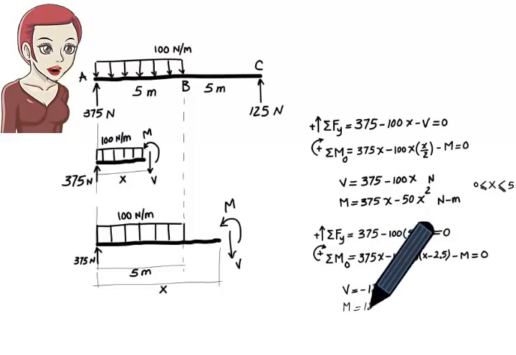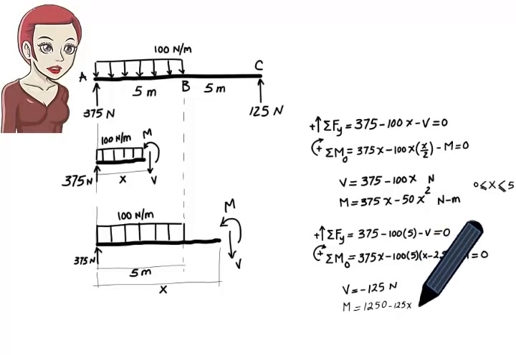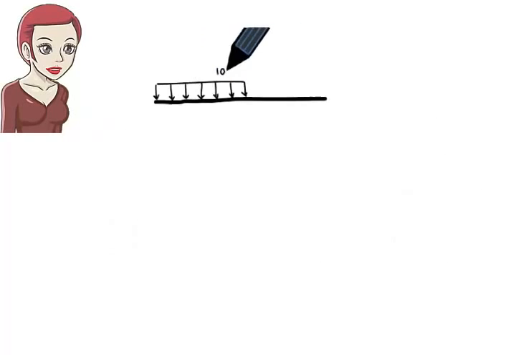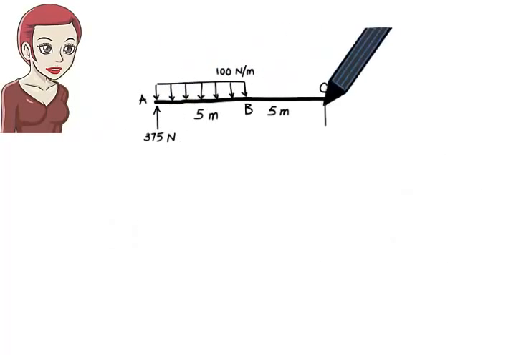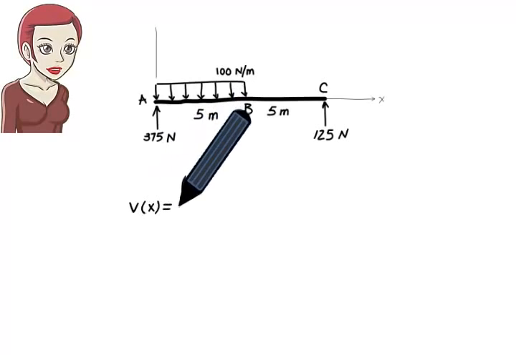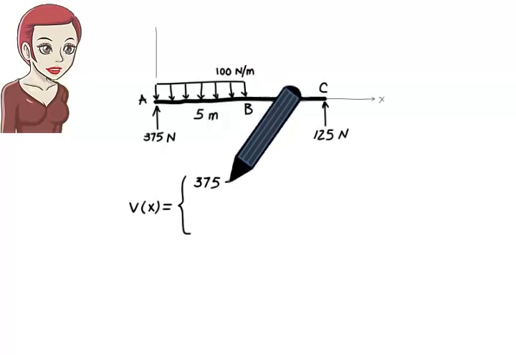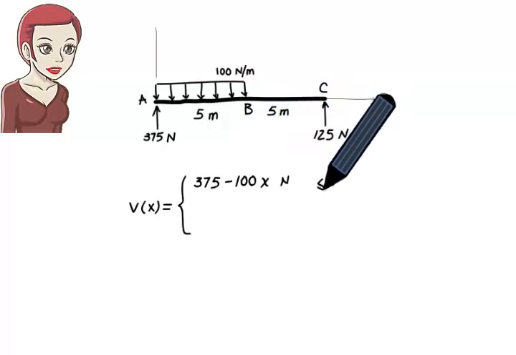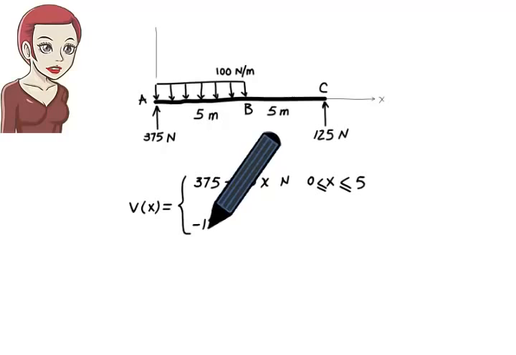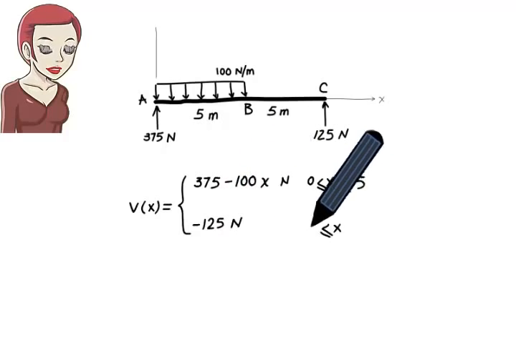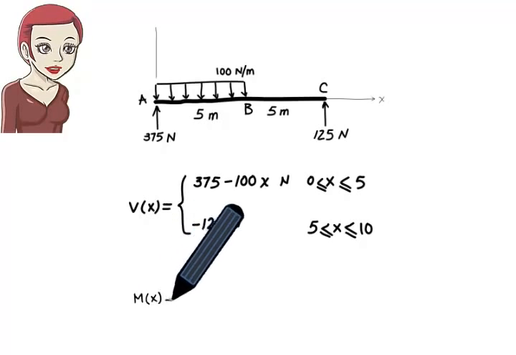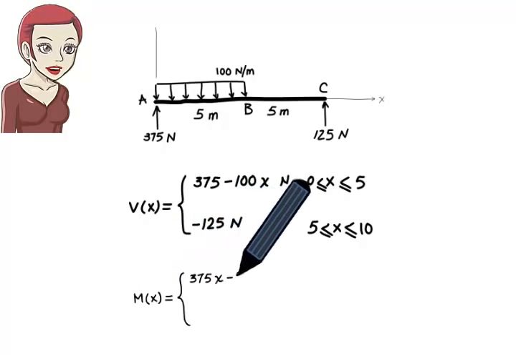M equals 1250 minus 125x. In summary, shear in the beam is represented using these equations. And moment in the beam is represented using these equations.